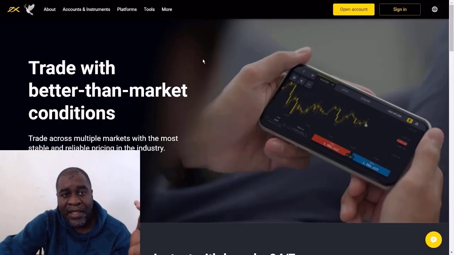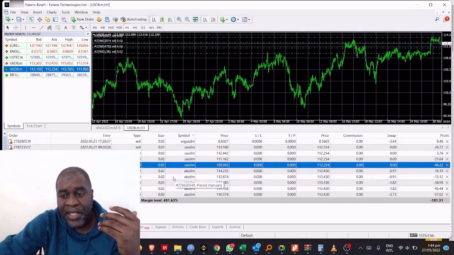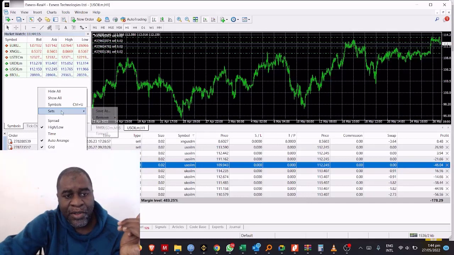Now when you come to Exness, Exness trades using MT4 and MT5 platforms. We can even come, this is my live Exness trading account. You can see some of my transactions. I'll blur out some of the others. So with Exness, you do have options of what to trade.